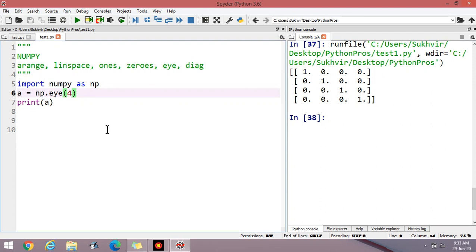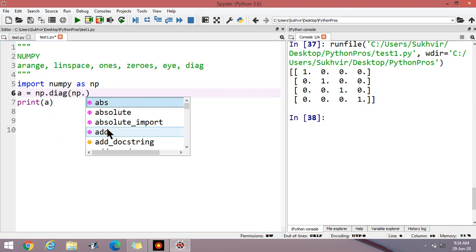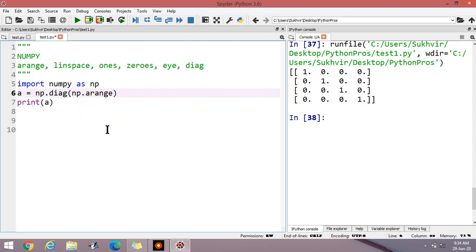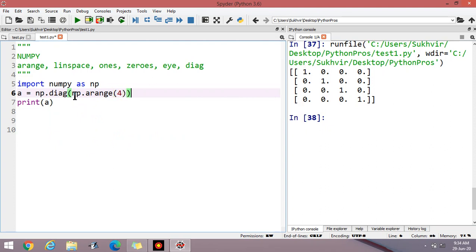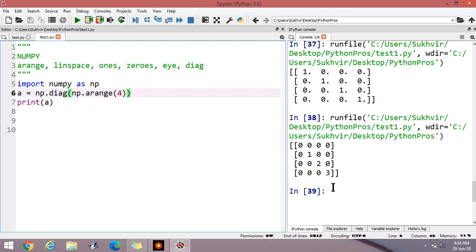The next one is diagonal. Suppose I write here np dot diag of np dot arange 4. It means inside diagonal 4 values are there from 0 to 3. What is the meaning of np dot arange? It means values are from 0 to 3. But all the values are located at diagonal positions: 0, 1, 2, 3.